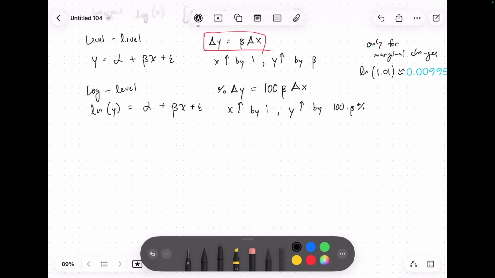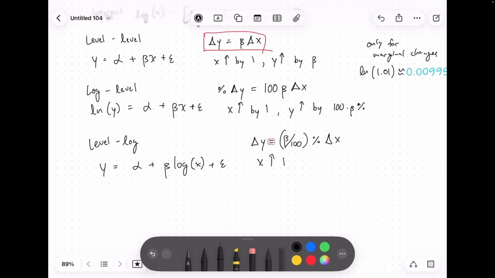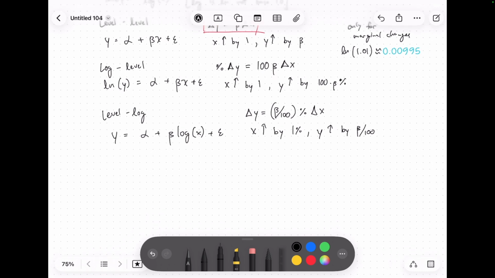Okay, so then we can do the same thing for level-log, which is y is equal to alpha plus beta log x plus epsilon. This is delta y is equal to beta over 100 percent delta x. So as x goes up by 1%, y goes up by beta over 100.